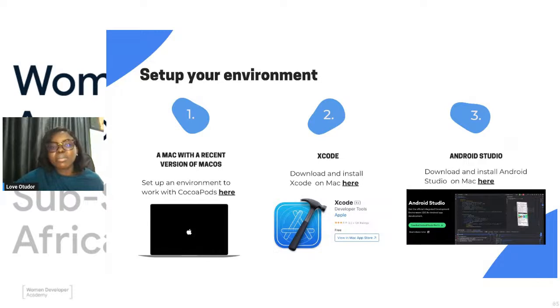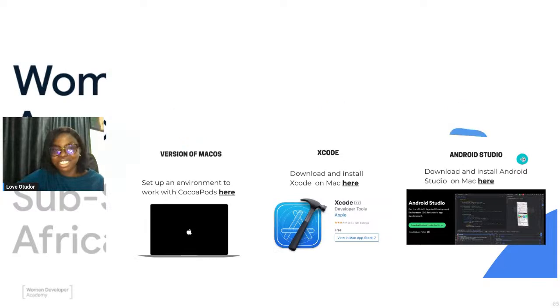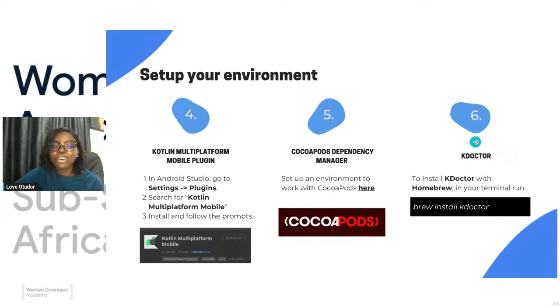So firstly, you need a Mac with a recent version of macOS so that it could support the version of Xcode. And secondly, you need Xcode. Thirdly, you need Android Studio, and we are not done yet. Fourthly, you need to install the Kotlin Multiplatform Mobile plugin in Android Studio. And this is quite simple. In your Android Studio UI, you just go to settings, plugins, and then you search for Kotlin Multiplatform Mobile and you install and follow through with the steps.